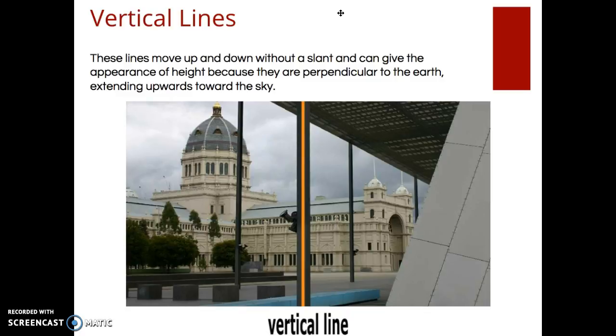For example, vertical lines are lines that move up and down and they don't have a slant, and they give the appearance of height because they're perpendicular to the earth. So they kind of extend upwards towards the sky. They're kind of like creating a giant arrow of wanting to have the viewer look upwards. For instance, here in this pole that is holding up this shade structure, they're creating this line here that makes you look up to the shade structure. Same with the other poles that hold up the shade structure.